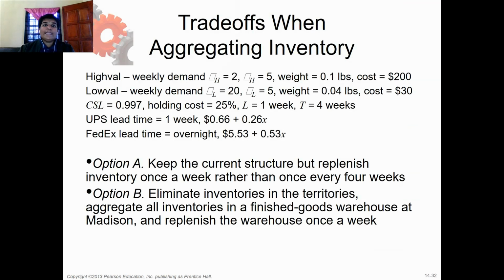Okay, trade-off when aggregating inventory. So of course there is a calculation as presented here. Option A, keep the current structure but replenish inventory once a week rather than once every 4 weeks. Option B, eliminate inventory in the territories, aggregate all inventory in a finished goods warehouse at Madison and replenish the warehouse once a week. Okay, all these options are to reduce cost and to reduce the inventory as well.